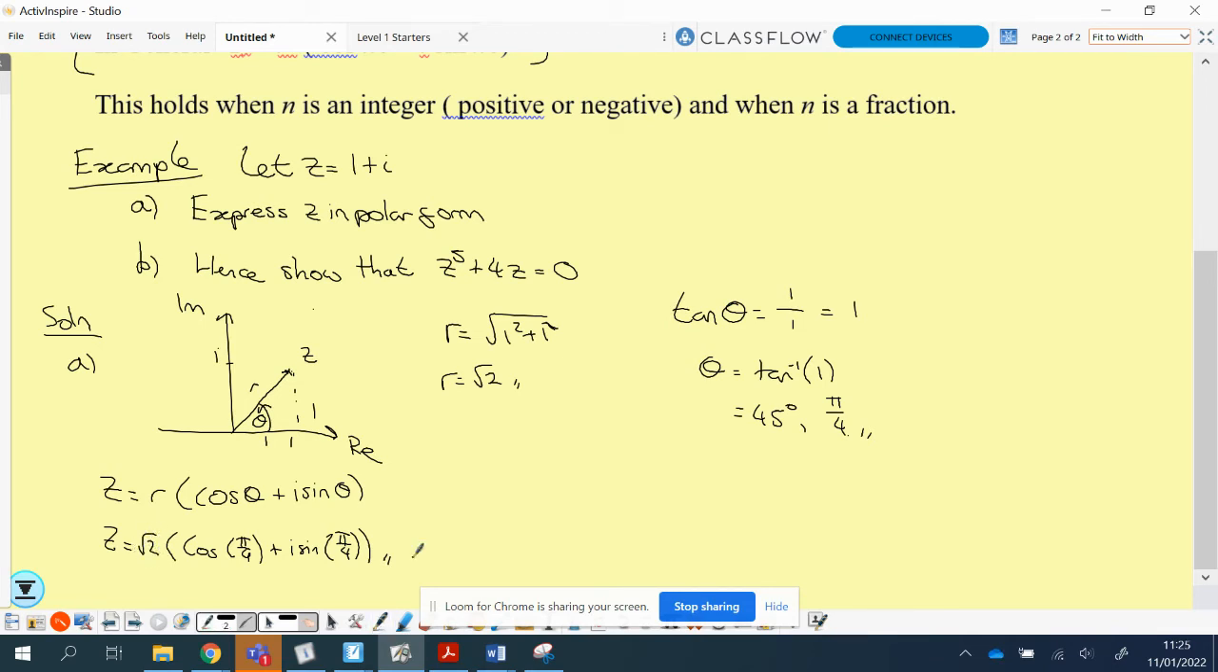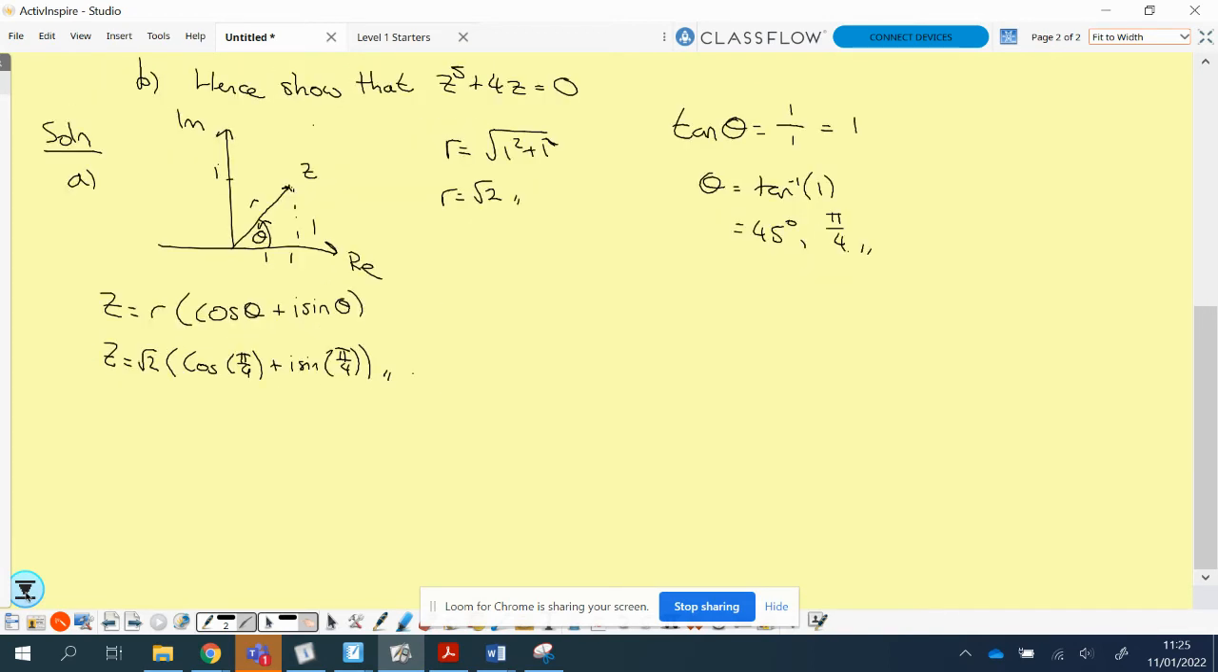So that's what r is there, square root of 2, cos pi over 4 plus i sine pi over 4. Okay, so that's part A done. I've expressed it in polar form. We'll now look at trying to prove part B.